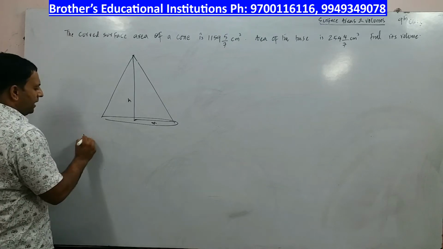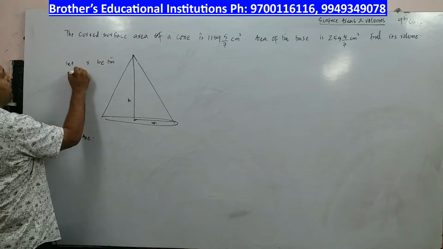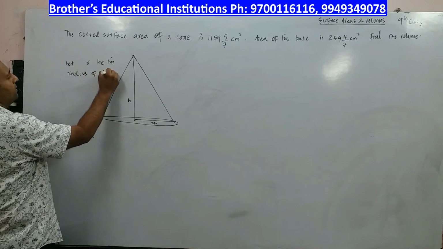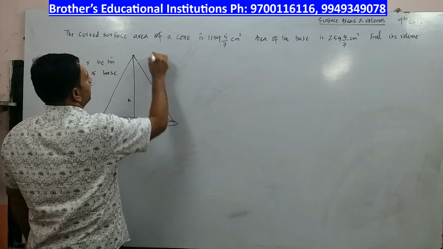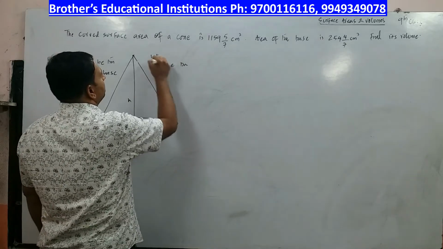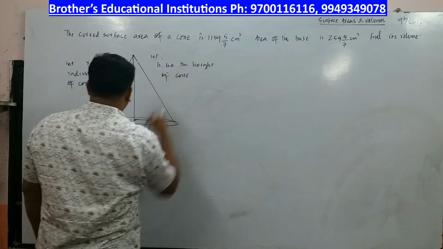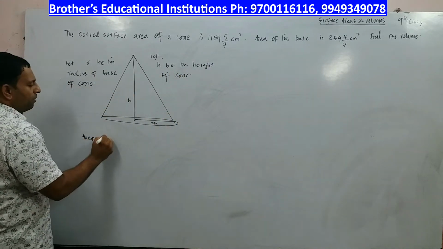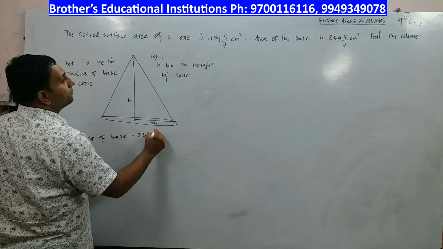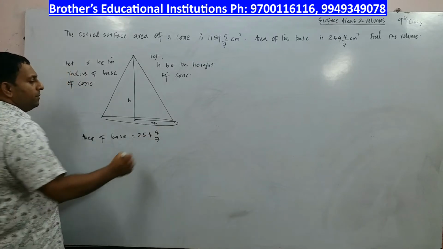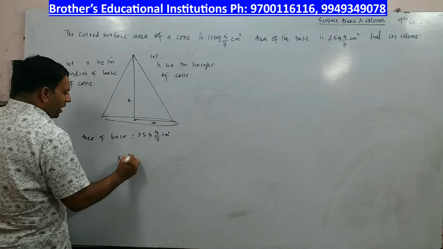First I will say, let R be the radius of the base of the cone, and let H be the height of the cone, right? Now the area of the base is how much? 254 4 by 7 centimeter square. Now what is the area of the base formula? It is pi r square.